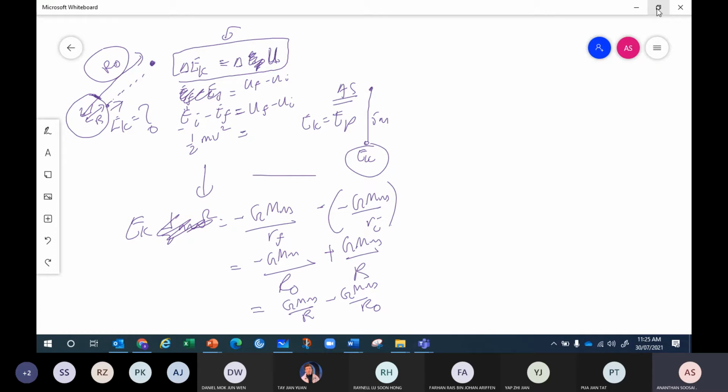Get the concept. The main concept I want you to learn is which formula to be used, and how to start with. Change in EK equals change in U: does it come to your mind when you read this question? Do you know that we must arrange it so both sides are positive? Next, do you realize that for gravitational potential energy we must use negative GMm over r? And r final, do you know it is from the center to the final point? And r initial is the radius of the Earth. So minus.